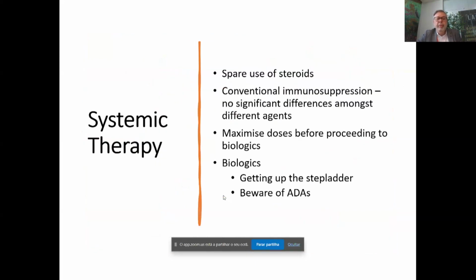So the systemic therapy: spare the use of steroids, conventional immunosuppression, no significant difference amongst the different agents. Maximize the dose of those agents before you jump to biologics, and the biologics are certainly getting more and more used. But remember, anti-drug antibodies can develop and limit the usefulness.